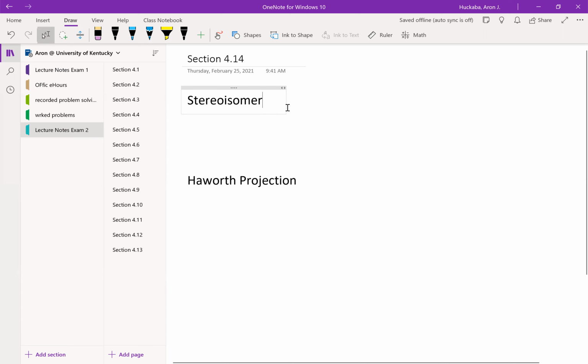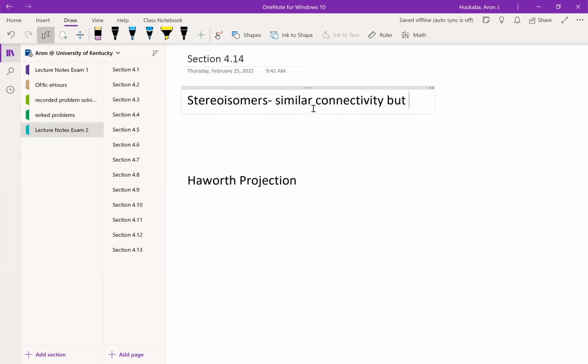So we can say two molecules are stereoisomers if they have similar connectivity, but they are spatially different than each other. That might sound like a really weird definition, but I'm about to show you exactly what that means. And to do that, we're going to learn about a new way to draw molecules, or to think about them.